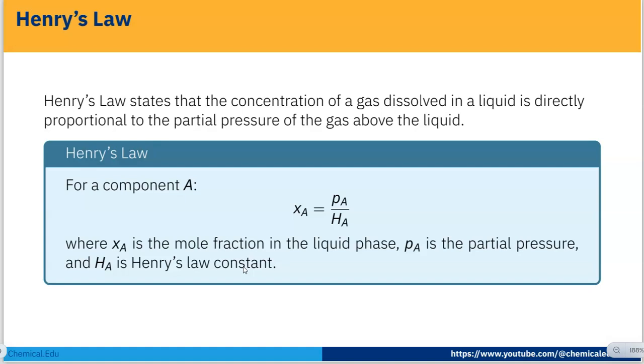Next is Henry's law. Henry's law states that the concentration of gas dissolved in a liquid is directly proportional to the partial pressure of the gas above the liquid. So Xa, the mole fraction in the liquid, is Pa by Ha, where Ha is Henry's law constant. Xa is the mole fraction in the liquid phase, Pa is the partial pressure, and Ha is Henry's law constant. So we can write Pa is Xa into Henry constant H, or Xa is Pa by H. That's it. Thank you.